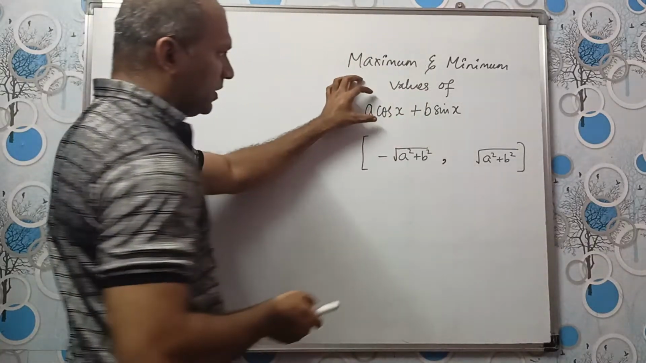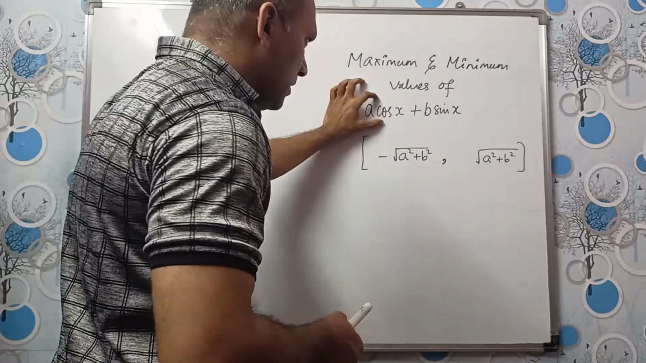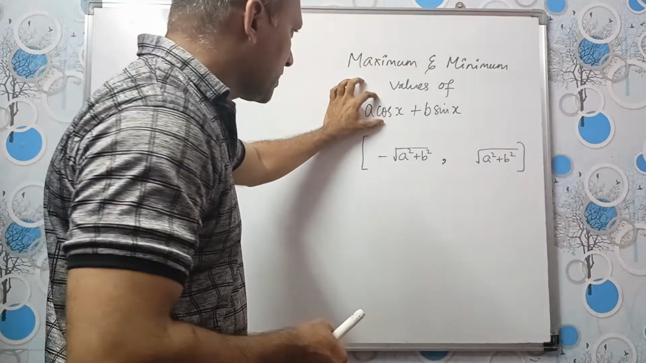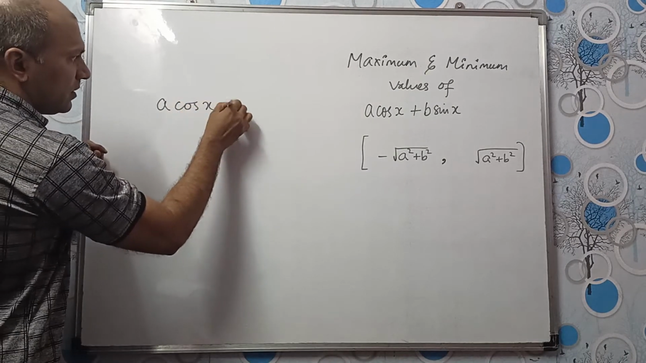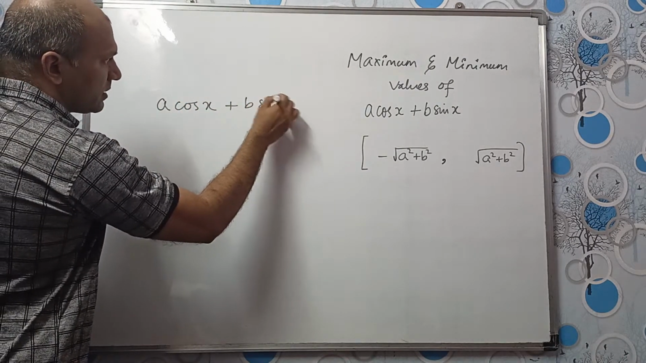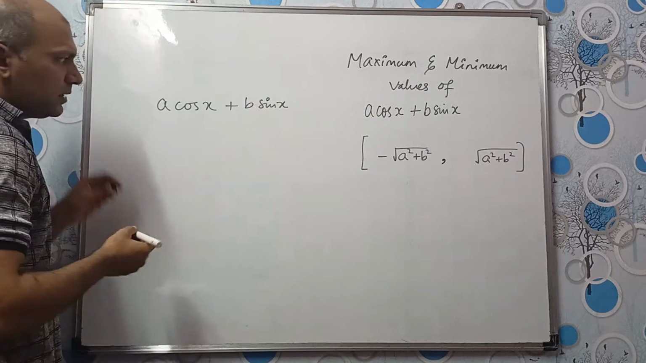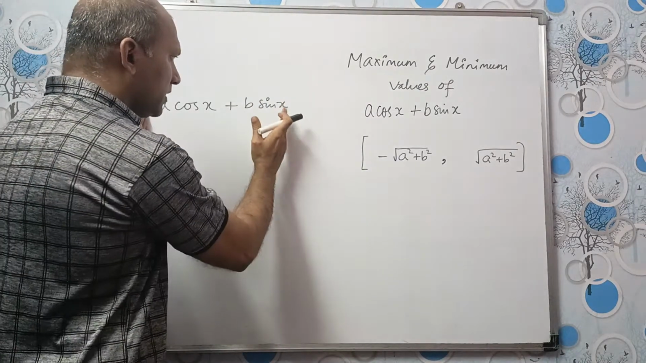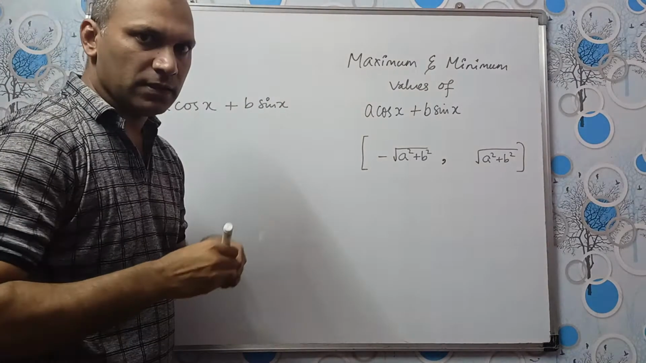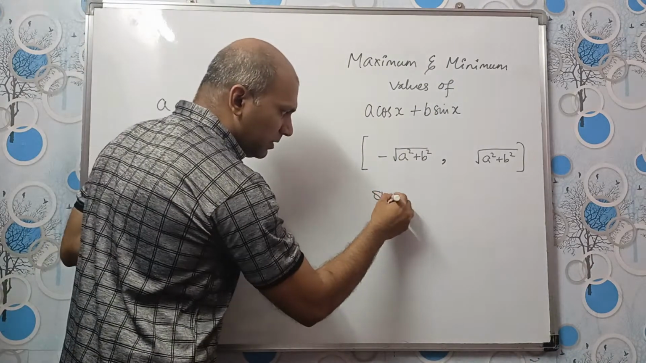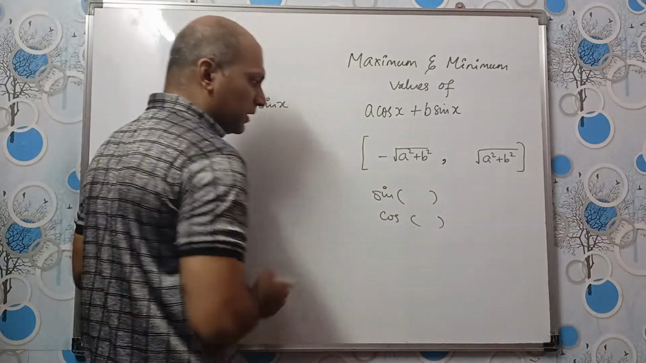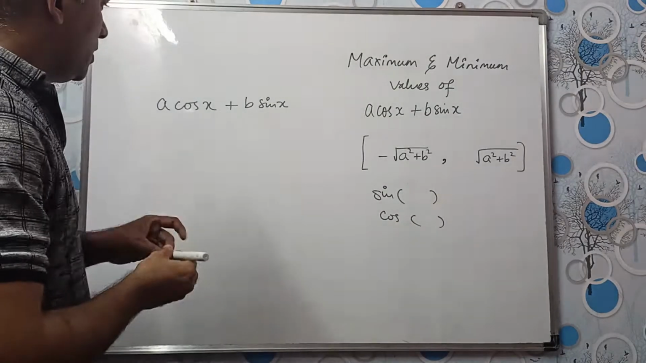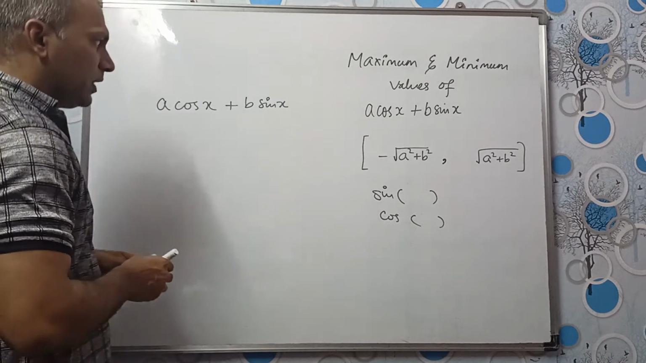But what about this one? If you have a function like this, let us find the minimum and maximum value of this function: a cos x plus b sin x. Our aim here should be to write this as a single angle, like sine of something or cos of something. So what should we do now?